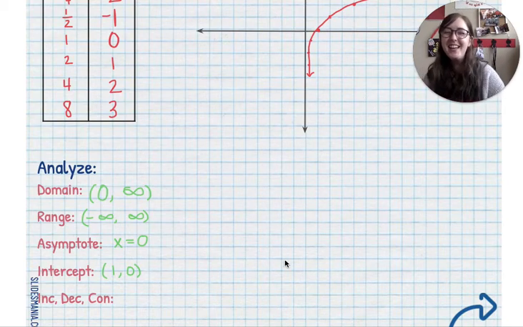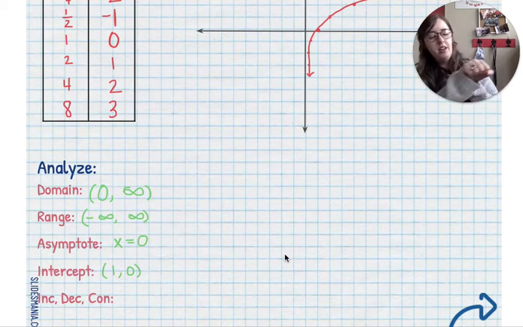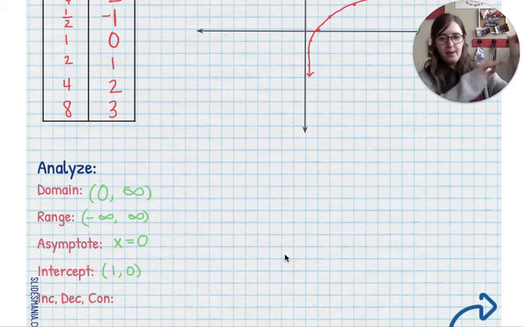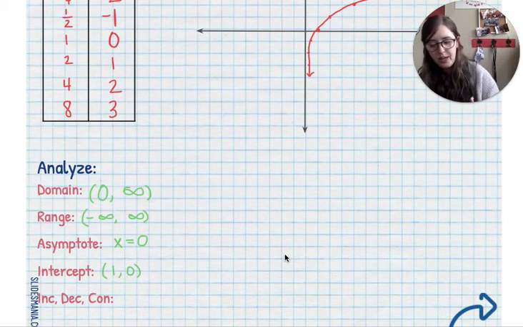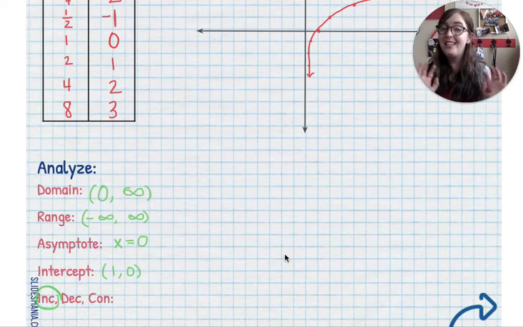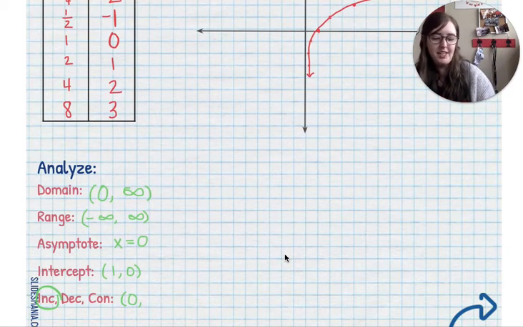Okay, so now let's talk about increasing, decreasing, constant. If we had a little man walking on our graph, he would be walking up and up and up. So we are increasing over the entire domain. Since we're increasing over the entire domain, be careful. You need to actually put in what the domain is. Our domain is from 0 to infinity. Don't put negative infinity to positive infinity.